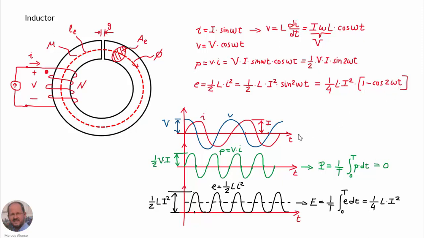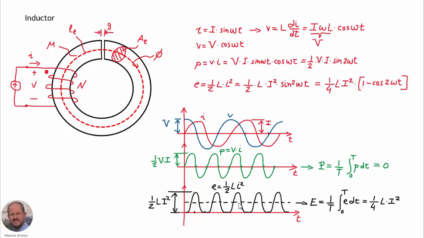So let's take here a look at the different waveforms. We have the voltage in blue, we have the current, which is lagged 90 degrees with respect to the voltage. Then we have in green the instantaneous power. So we can see that follows a sinusoidal waveform with double frequency. And of course, if we calculate the value of the instantaneous power, is going to be equal to 0. We can also represent the instantaneous energy that we have in the inductor, and then we obtain this waveform here, which is a cosinusoidal waveform of double the frequency of the voltage and the current.